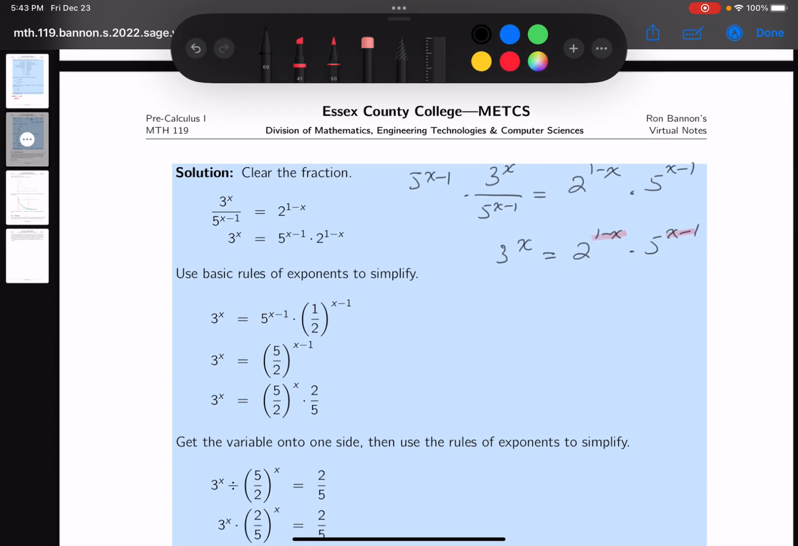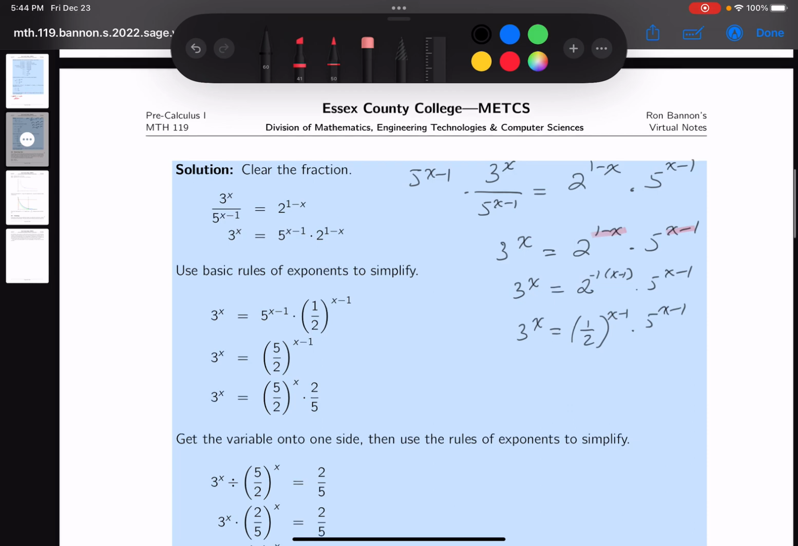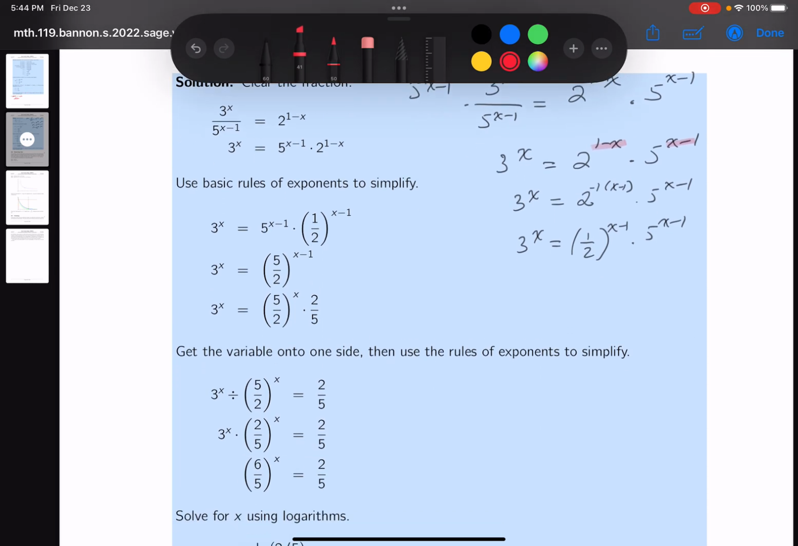The way I'd rewrite this is, let's write this down, 3 to the x. I'd write 2 to the power, factoring a minus 1 out, of x minus 1, and then I get 5 to the x minus 1. I kind of recognize this over here. That would be 1/2 raised to the power x minus 1 times 5 to the x minus 1. Well, right now I'm ready to bring these two together.